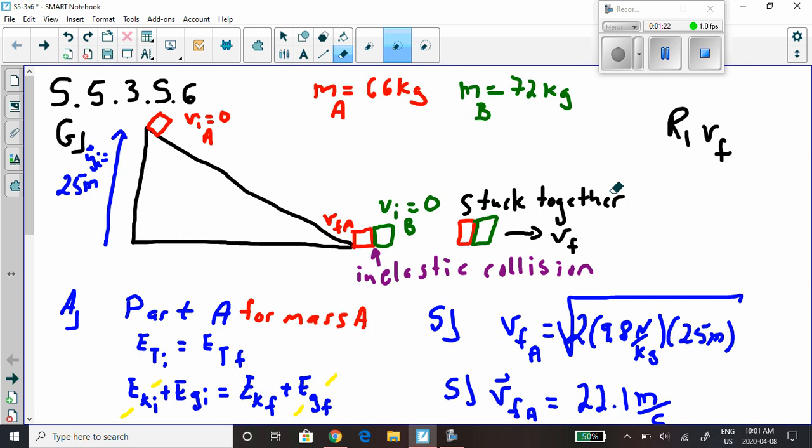I'm not calling it velocity final A, B, just velocity final as they move away.